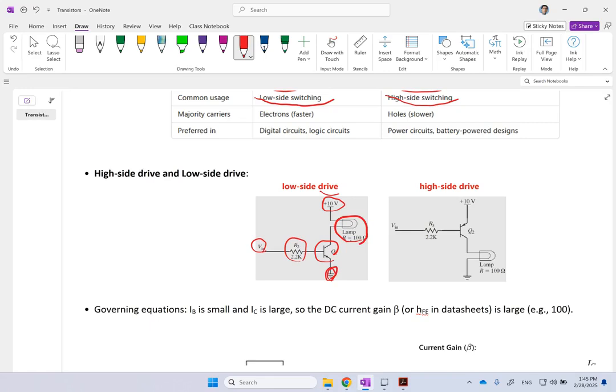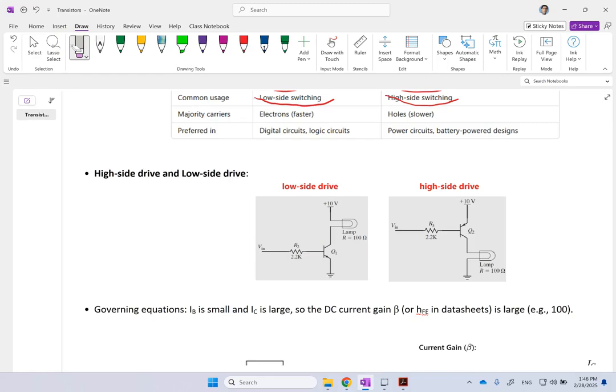So the switch is between your load and your low side, which is the ground, so we call it low side switching. So the connection between the light and the ground is going to be disconnected if I turn the switch on and off.